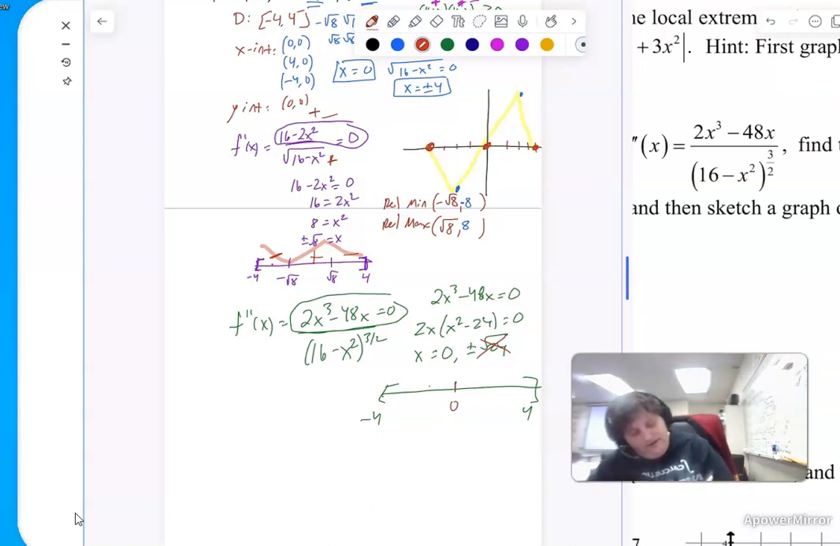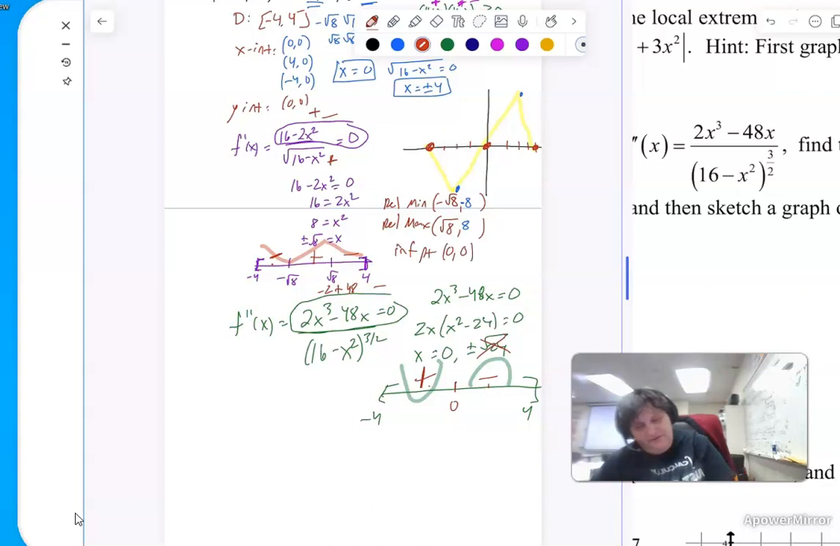Okay, so let's say I plug in negative 1. That's going to be negative 2 plus 48. So that's positive. And let's say I plug in 1. That's going to be 2 minus 48. Excuse me, that's going to be negative. And so my concavity is going to go concave up, concave down.